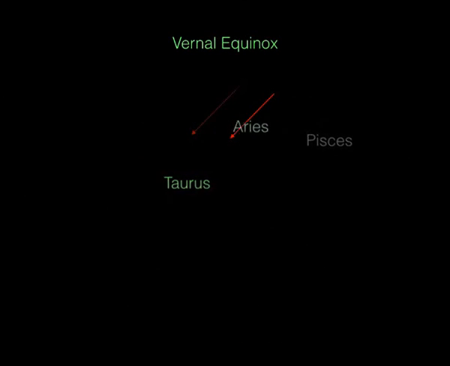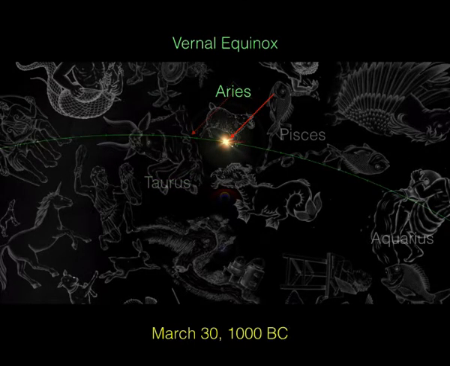Now let's see what the next 1,000 years brings to us. Here we go to March 30th. Notice we've gone back another week. 1000 BCE, and it's absolutely smack dab in Aries. You can see where it was the millennia before, with the dotted line, and here's where it's happening in the year 1000 BCE.